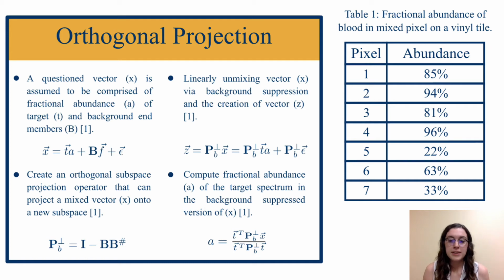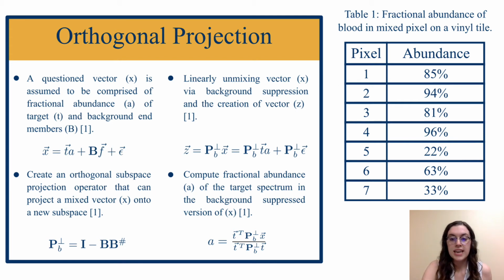Finally, we try to determine how much target remains in this background suppressed version of x using a dot product. And if we repeat this entire process on a pure target vector, we can determine the maximum possible projection of target in the background suppressed space. And the ratio provides us with the fractional abundance of the desired signature in the original mixed sample. So in other words, I can determine if a mixed pixel is 90% blood or 20% blood.